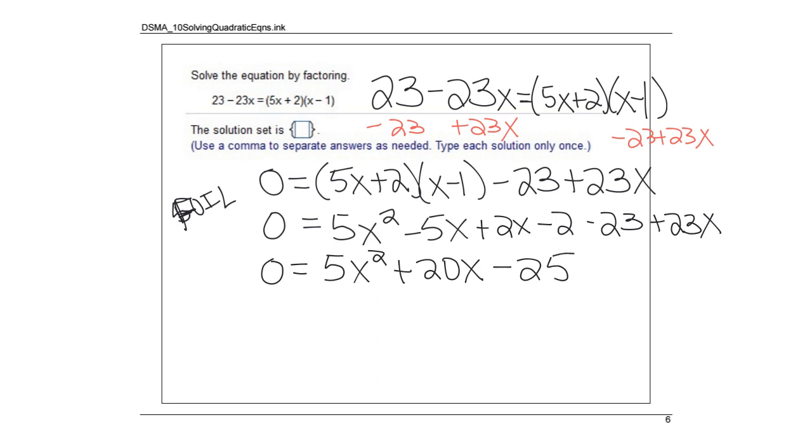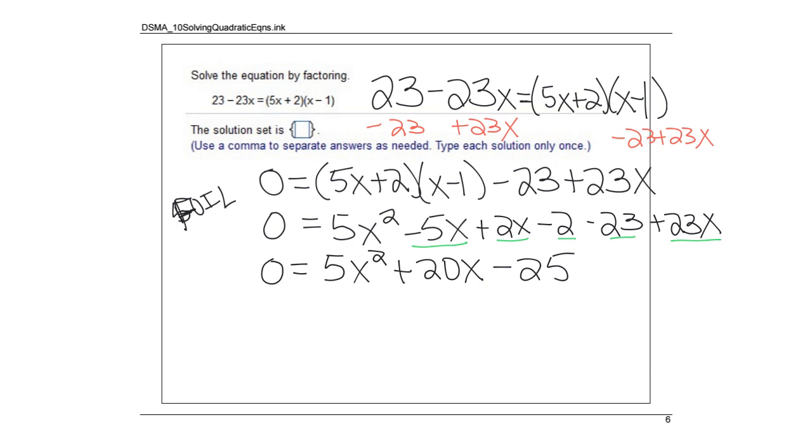All right, so let's look at that together. I had a negative 5x, a plus 2x, and a plus 23x. So that gave me 25x minus 5x, or 20x. And then I had negative 2 and negative 23.